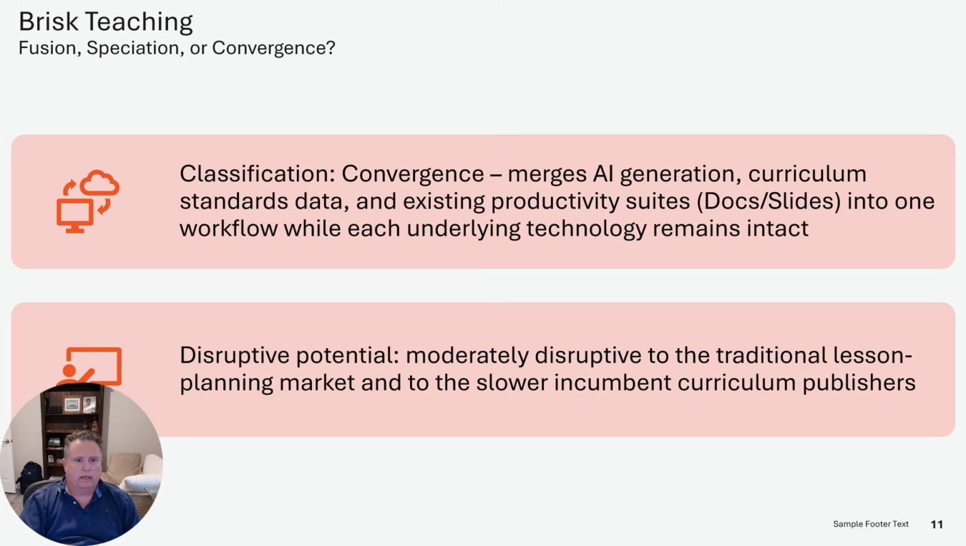Is Brisk Teaching a fusion, speciation, or convergence? Classification for this would be convergence. It merges AI generation, curriculum standards data, and existing productivity suites, such as Google Docs and Slides, into one workflow, while each underlying technology remains intact. Disruptive potential: moderately disruptive to the traditional lesson planning market and to the slower incumbent curriculum publishers.